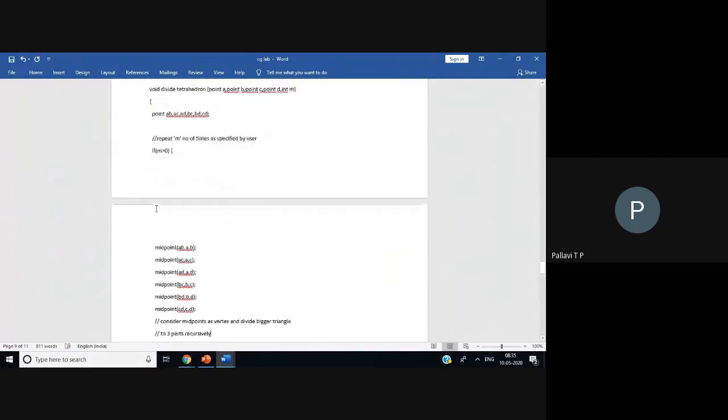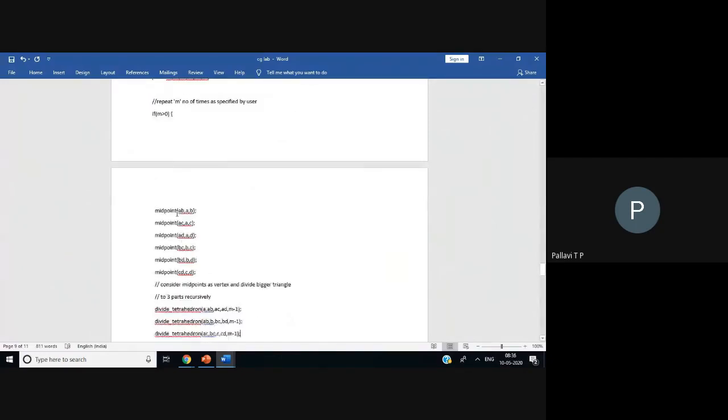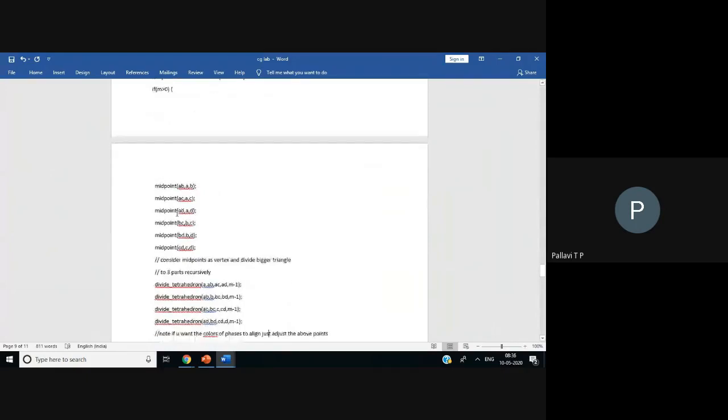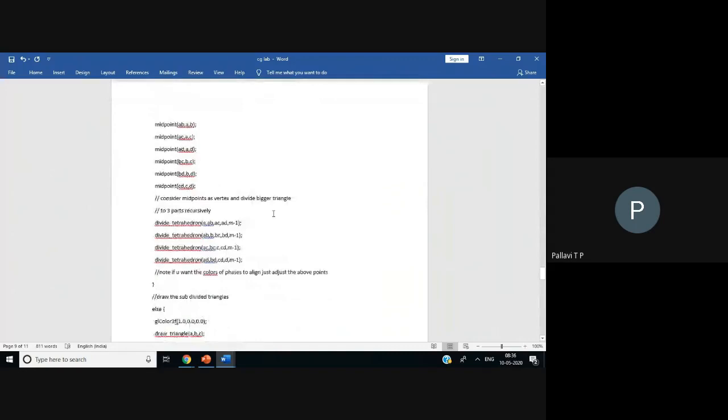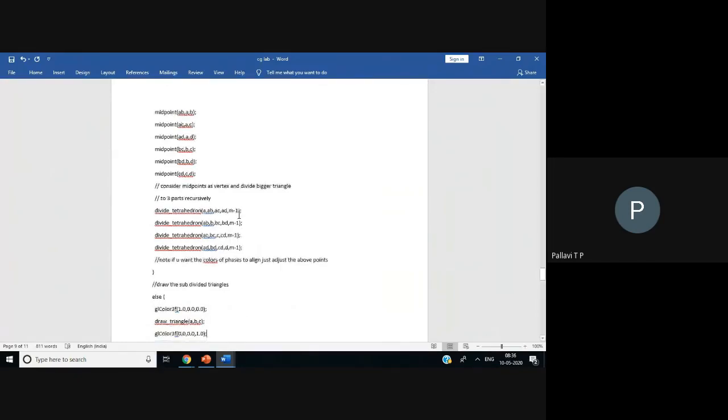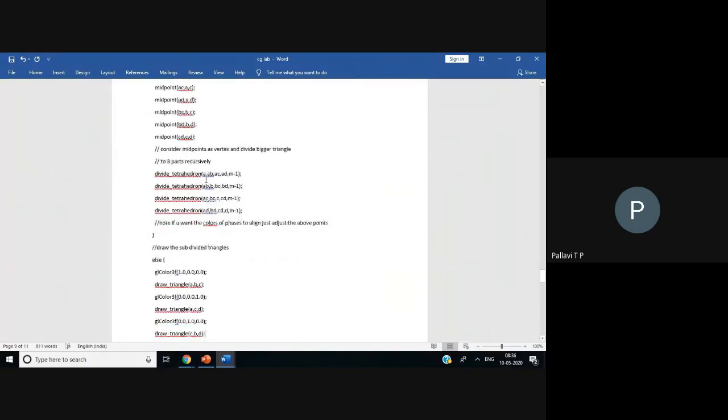So we are just finding the midpoints of the pairs of vertices, and again consider the midpoint as a vertex and divide the bigger triangle. To divide the tetrahedron, we consider the midpoint as a vertex and divide the bigger triangle, and this is what divide tetrahedron does. We having the tetrahedron, we just keep on dividing by using the midpoint.